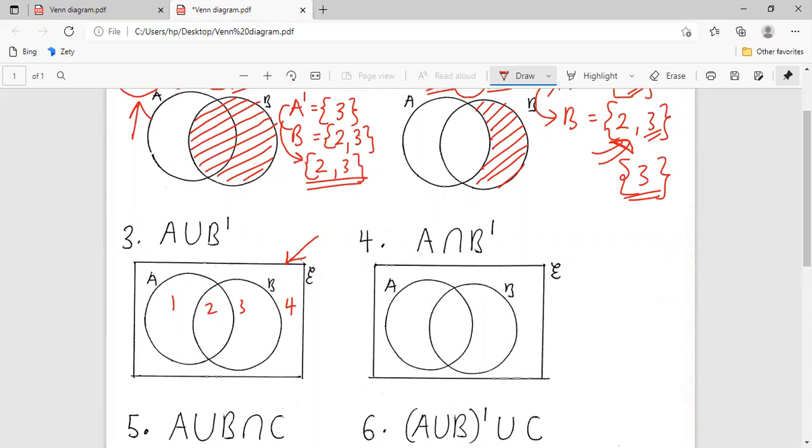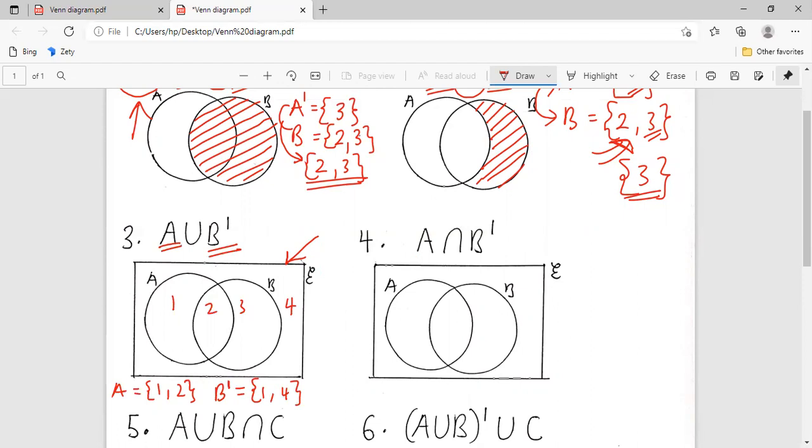Now in this case, again, we are going to use set notation. For A, we know A will have chamber 1 and chamber 2 because of the circle of A. Then when you talk about B complement, that means outside of set B, and we have chamber 1 and chamber 4 outside of set B, because inside of set B, we have chamber 2 and chamber 3.